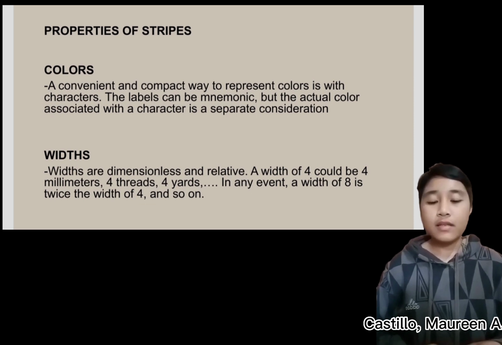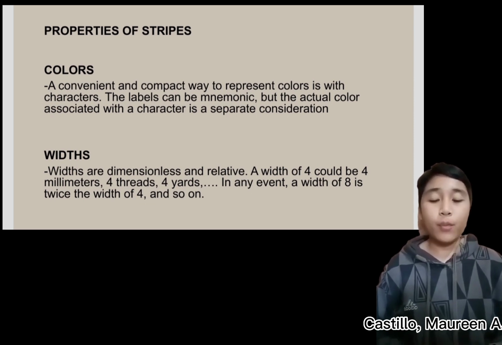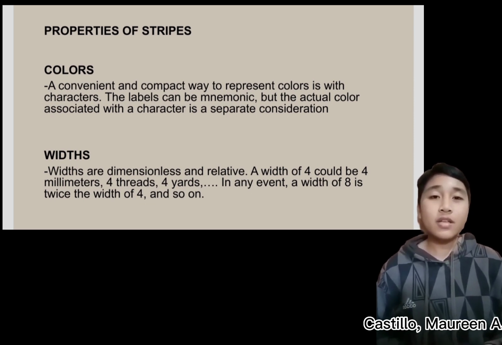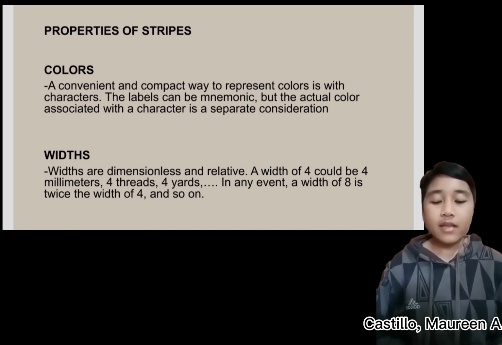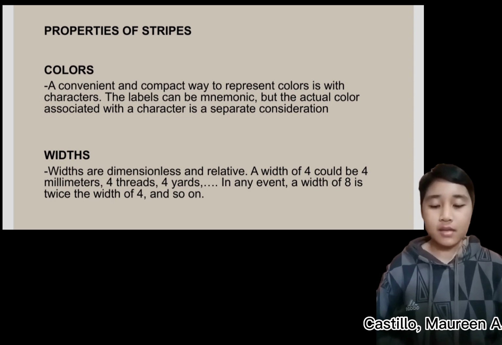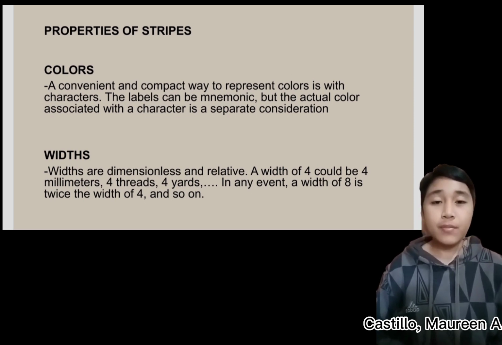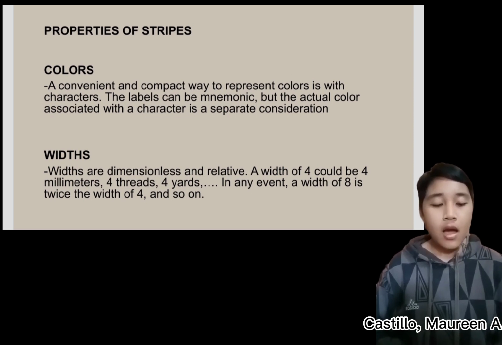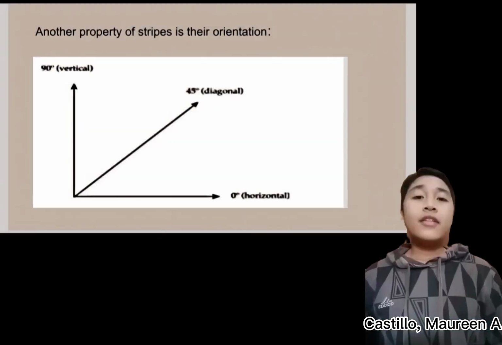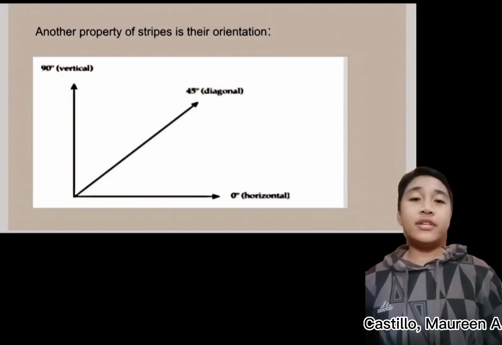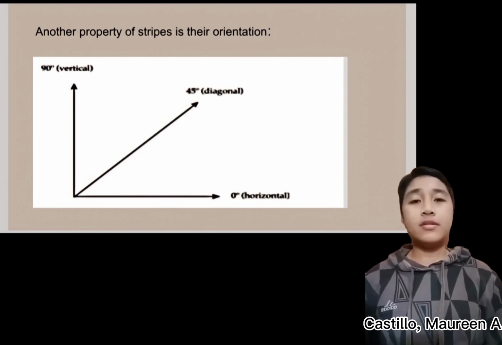The second one is the width or stripe width. In some sites or dictionaries, width is defined as the measurement or extent of something from side to side. The importance of the width is to balance its replication of a stripe so that the pattern would be well arranged. Another property of a stripe is its orientation, whether it is vertical, diagonal, or horizontal.